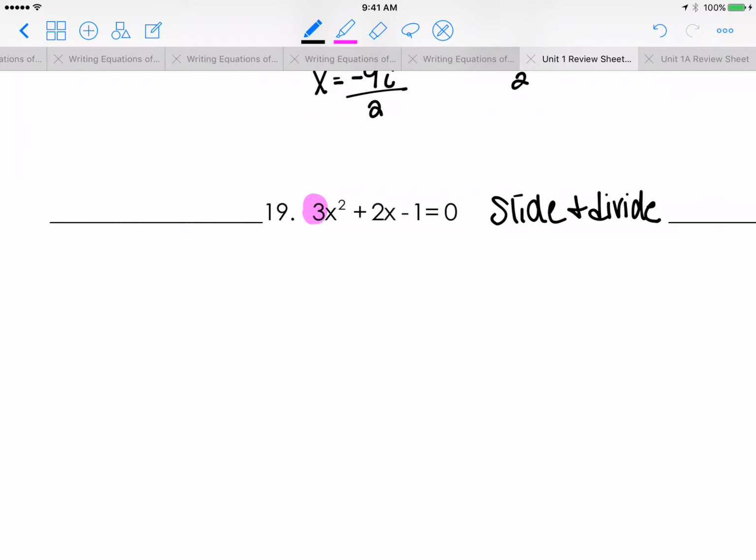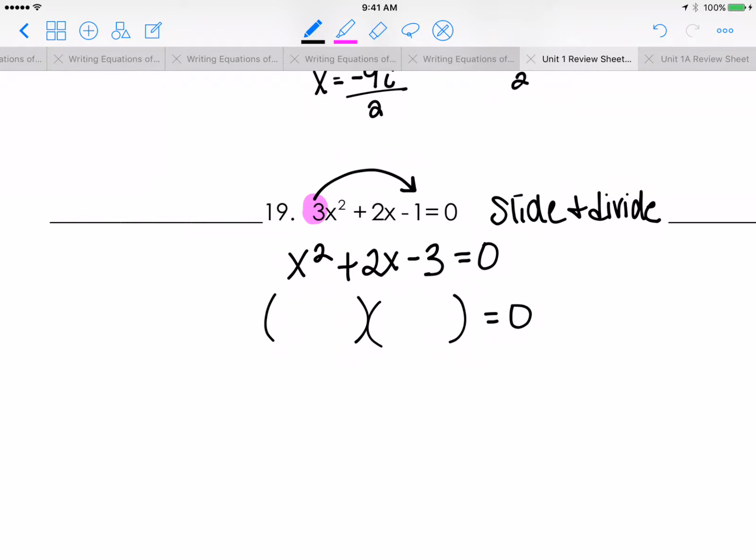So our method of slide and divide, we multiply that 3, we slide it over to that negative 1. So we get x squared plus 2x. And so 3 times negative 1 is going to be a negative 3 is equal to 0. And so now we're back to where a is equal to 1.